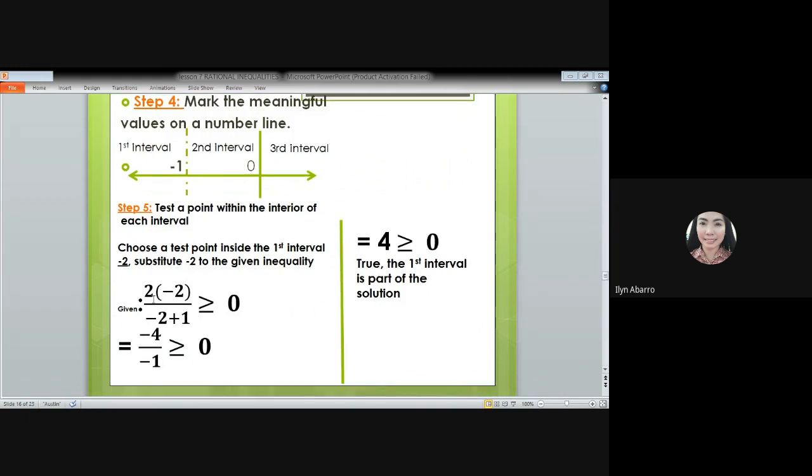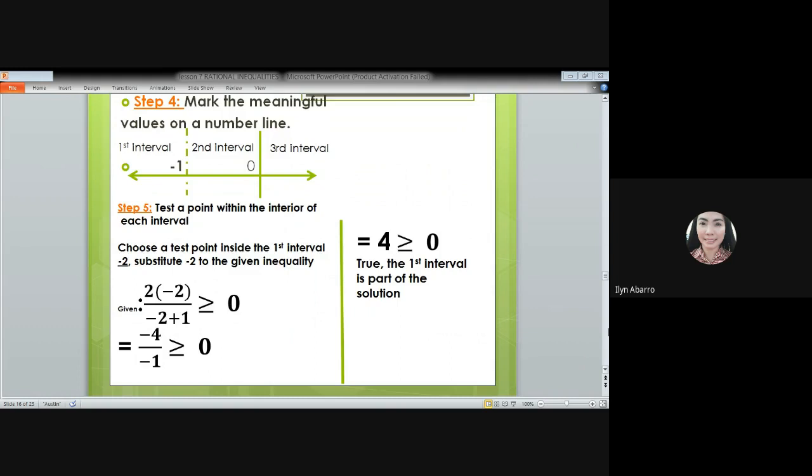But then let us use the smaller number to make the computation easier. So in place of x, from the given, we'll substitute negative 2. That will become 2 times negative 2 over negative 2 plus 1 is greater than or equal to 0. 2 times negative 2 is negative 4 over negative 2 plus 1 is negative 1. Negative 4 divided by negative 1 is positive 4. Is that greater than or equal to 0? Yes, that is true. So the first interval is part of the solution.